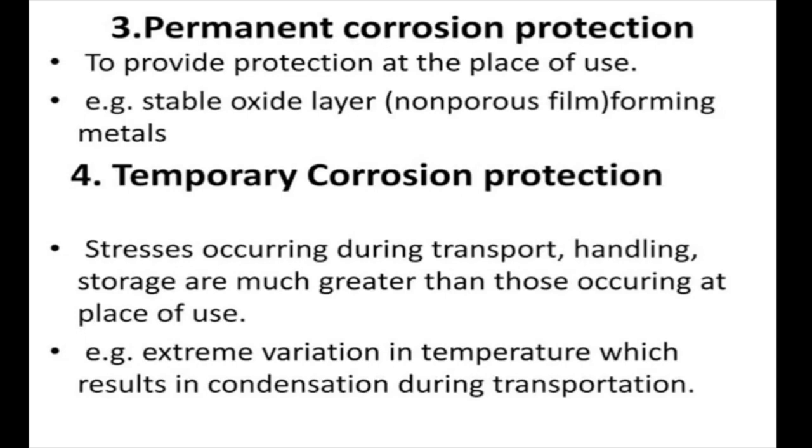Secondly, temporary corrosion protection: the stresses occurring during transport, handling, and storage are much greater than those occurring at the place of use. There is extreme variation of temperature, which also results in condensation during transportation. These are the criteria which cause corrosion. So if we can reduce the effect of stress during transport, handling, storage, and use, we can reduce the effect of corrosion.